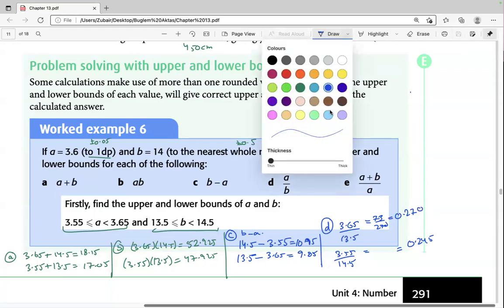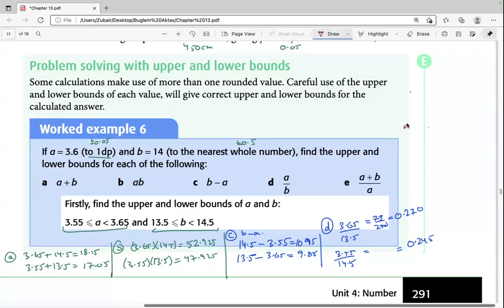E part. So, sorry, A would be 3.65 and then B would be 14.5. Wait, no, because it still has to be the same aim. I was thinking of doing 13.5 for the bottom, but it's not possible, so.